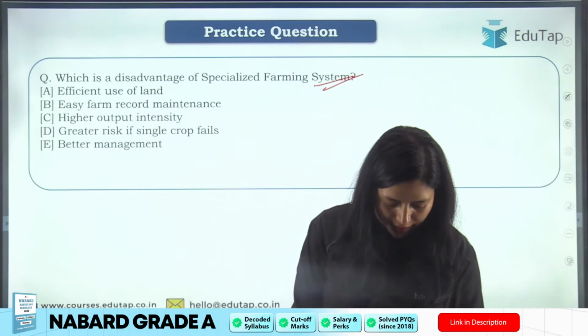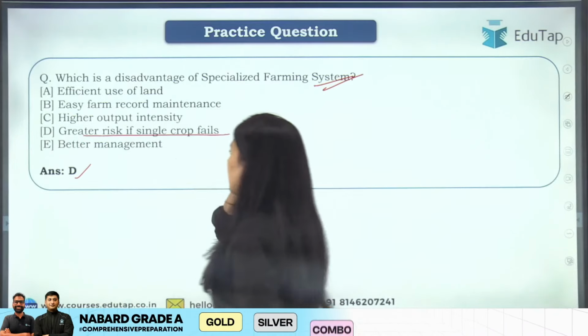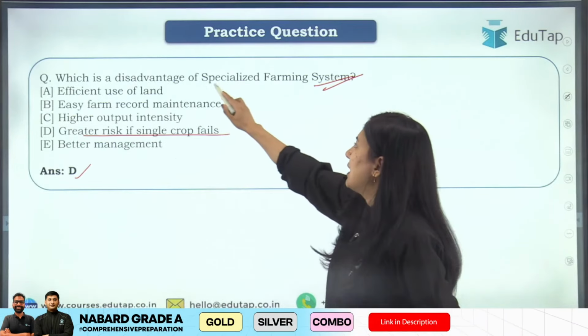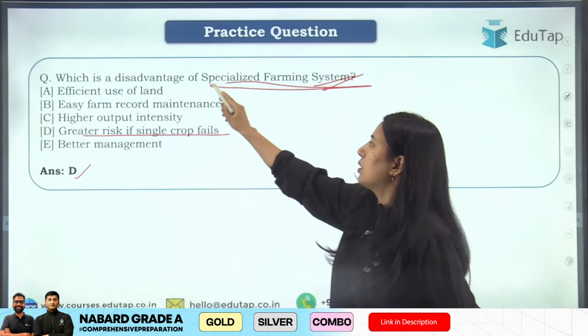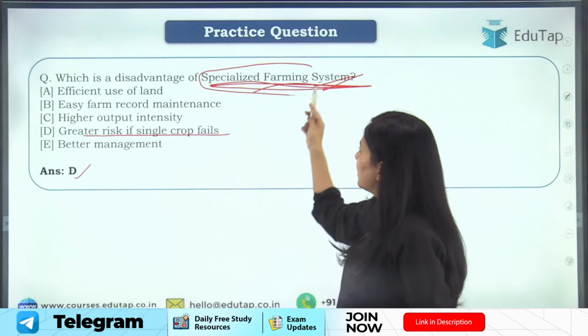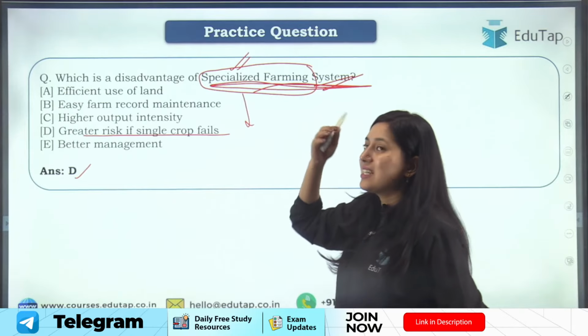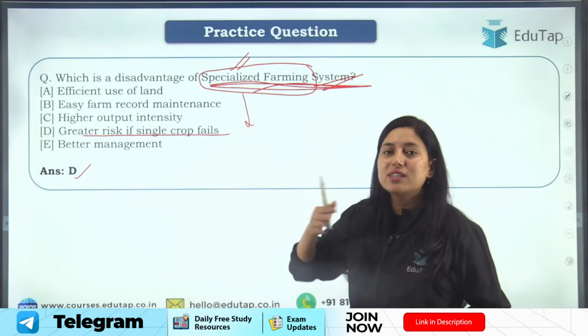Very good, very good. Answer will be option D. Greater risk if single crops fail. Now we need to first understand what is the meaning of specialized farming system. So specialized farming system, students, जैसे नाम बता रहा है specialized, मतलब we are specialized in growing certain crop.